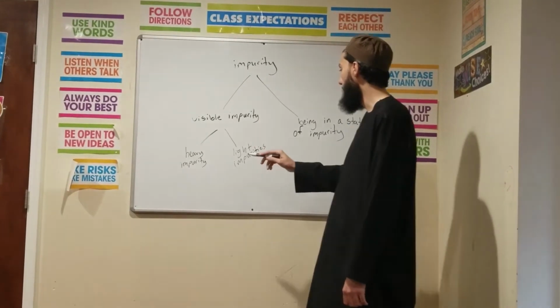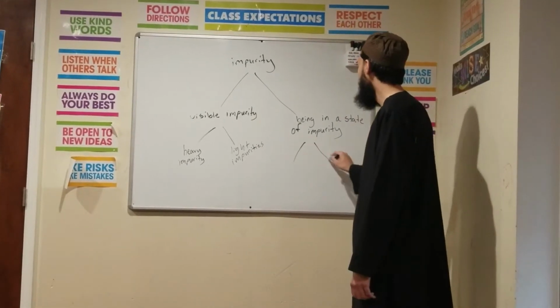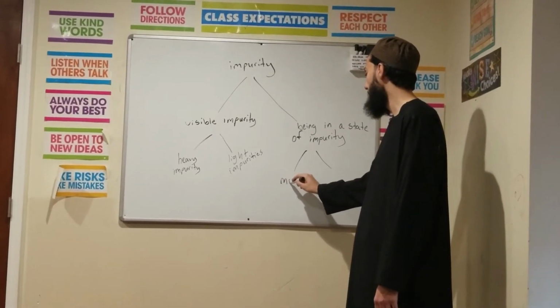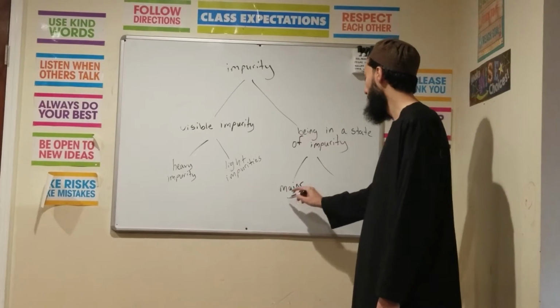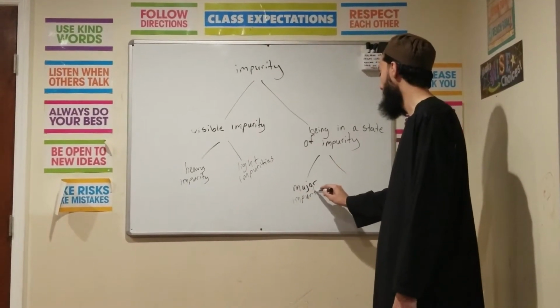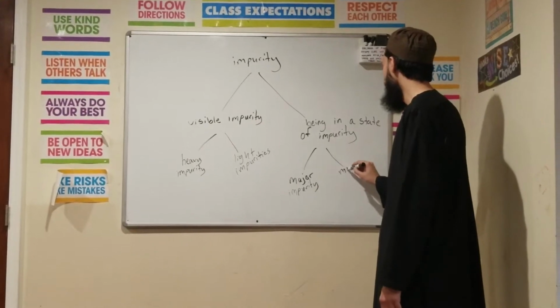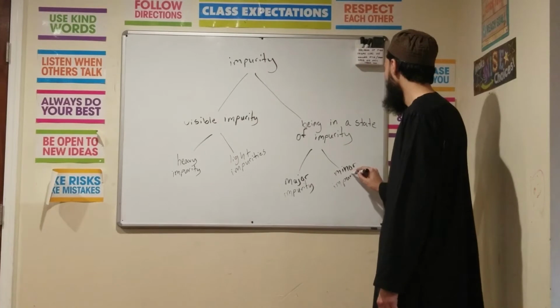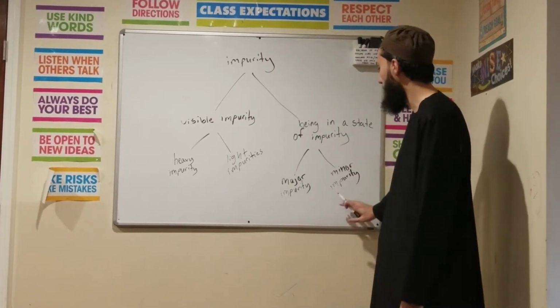Now, being in a state of impurity is also of two types. This is where it's the major impurity. What does major impurity mean? Requires a ghusl, yes. A person has to perform ghusl. And then you have minor impurity, which means a person has to perform wudhu.